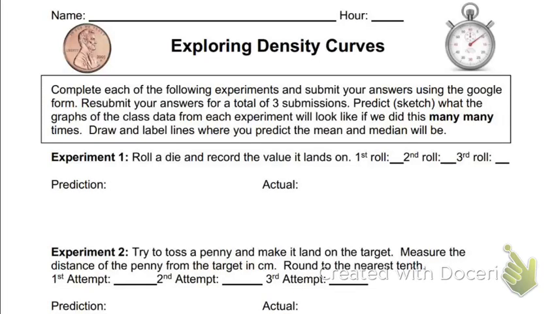All right, so everybody should have completed all 3 trials of all 3 experiments, correct? All right, so I want you, on your prediction, I want to see some type of graph, whether you choose to do a dot plot or a histogram or what have you. We want to see what this distribution is going to look like. So I want you to make a prediction first, and I also want you to make predictions as far as where you think the mean and the median would be.